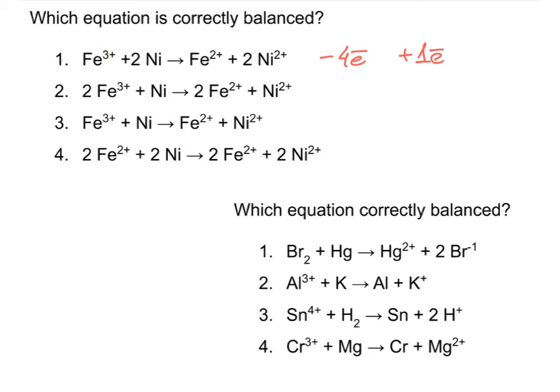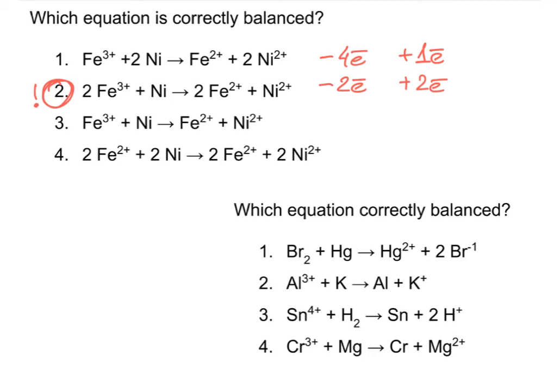Number 2, we have nickel being oxidized and losing 2 electrons. We have iron being reduced by 1 electron, but we have 2 irons being reduced. So each of the iron with the charge +3 will accept 1 electron. 2 electrons are taken in. This seems like a good answer. 2 electrons were released and 2 electrons were accepted. This is our best choice.